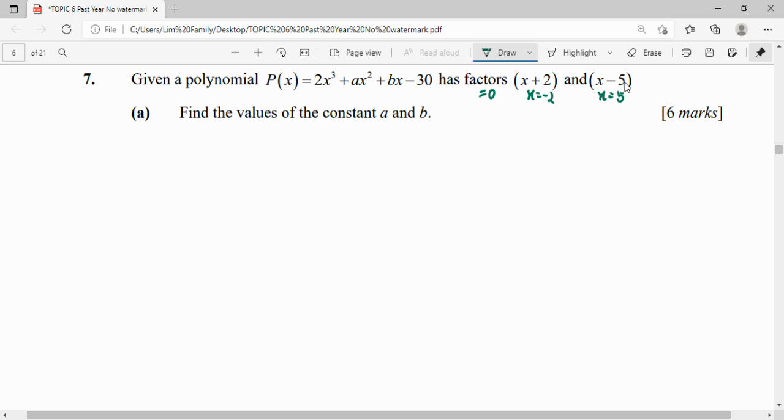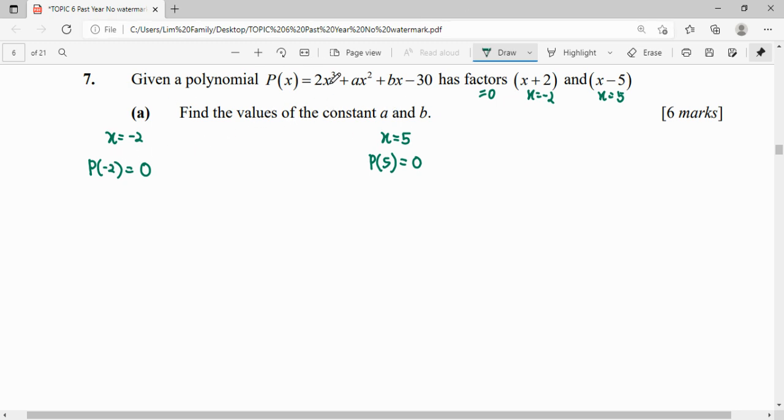So they are testing us on the factor theorem. When x equals negative 2, substitute it into the polynomial, we will get 0. So this is our factor theorem. And another divisor here, which is x minus 5, so x will equal 5. Substitute the value 5, it is also equal to 0. So find the values of a and b.